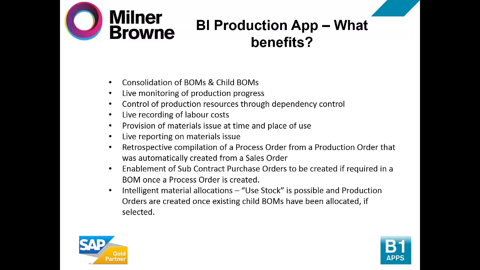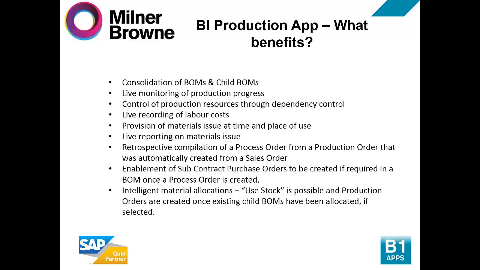Okay, enablement of subcontract purchase orders to be created if required in a BOM once a purchase order is created. Yeah, B1 production now includes actually some subcontract element as well. So once you have a process order and it requires a subcontracting, say, of a third-party company to do some work for you, you could set the process order so it automatically creates a purchase order there and then for you. And again, I'll show you an example of how that runs.